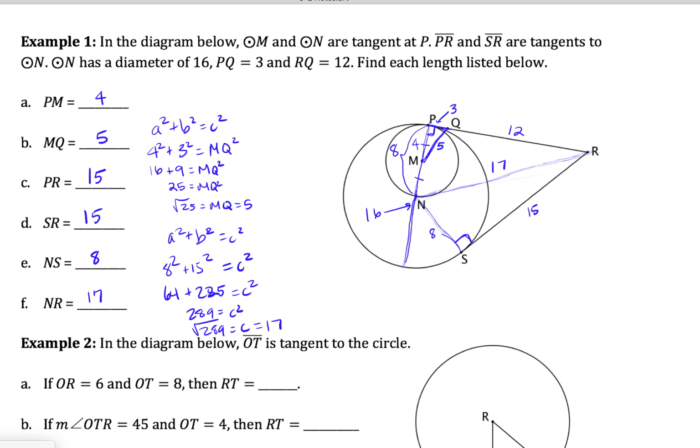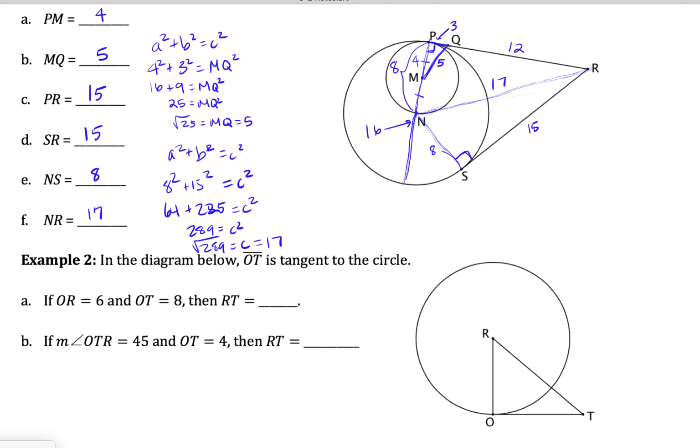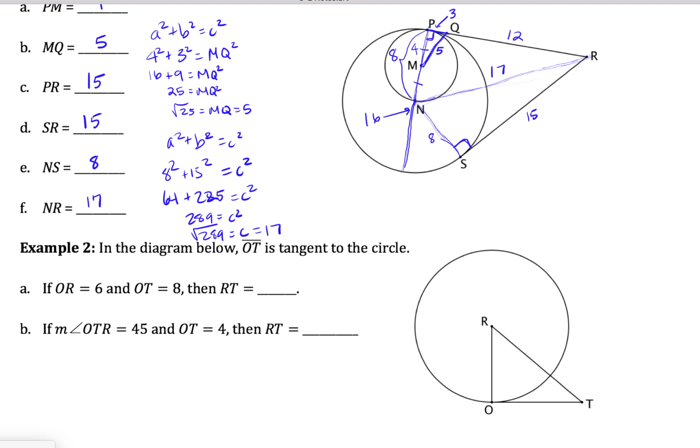The next example we have, a little less complicated, I would think. A little less complicated picture, not as much information set up. All we know is that OT is tangent to circle R right here. But of course that means we know that there's a right angle right here. All right, we got to remember that. Part A says OR is going to be 6 and OT is going to be 8. So what would RT be?